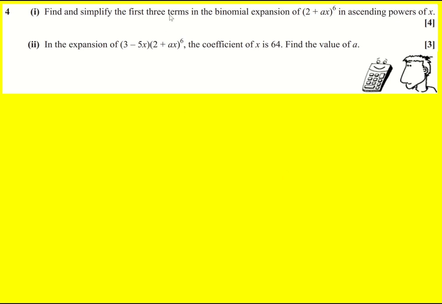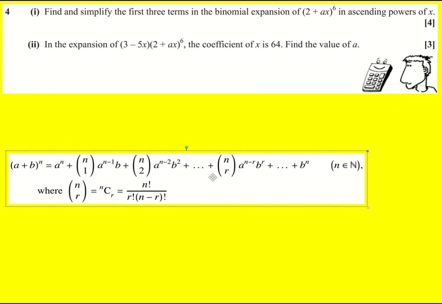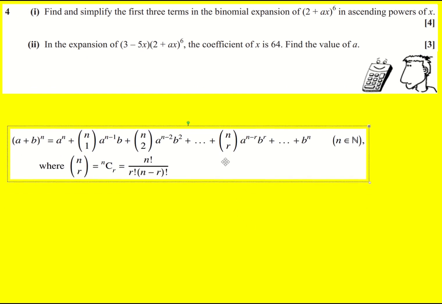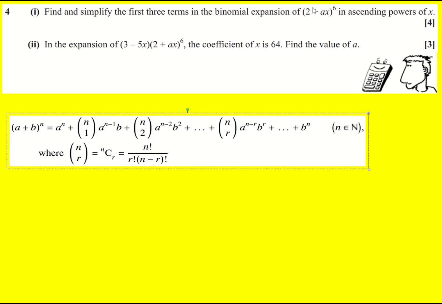We're asked to find and simplify the first three terms in the binomial expansion of (2 + ax)^6 in ascending powers of x. That means we're going to be going up in powers of x. The first term is going to be a constant term, and then we're going to get an x and then an x squared. Now here's the general formula for the binomial expansion.